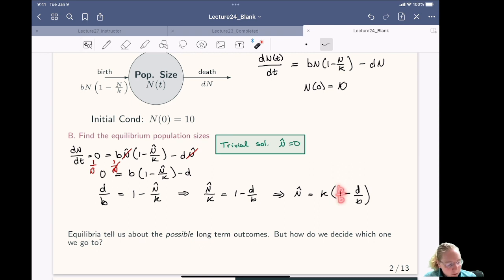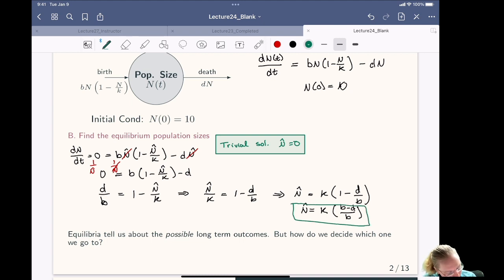This simply happens by multiplying by b. So we have b over b, which is another way of writing 1, and combining these into a common denominator, we have K times b minus d over b. So N hat is equal to that. That is our second equilibrium here. So we now have found our 2 equilibria of this system, which is good.